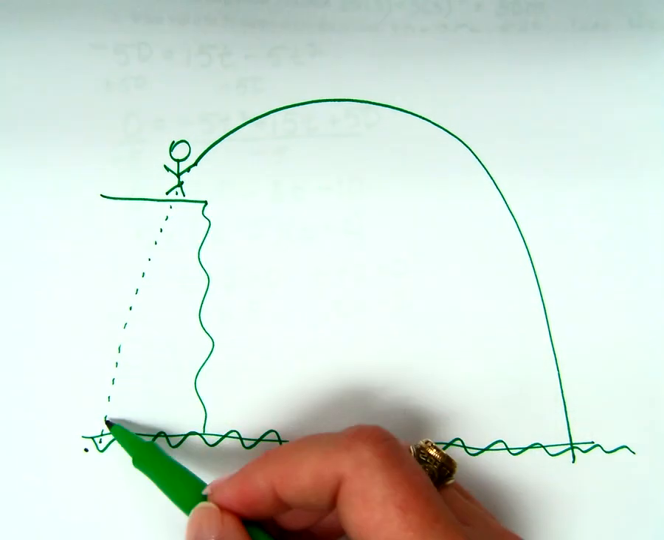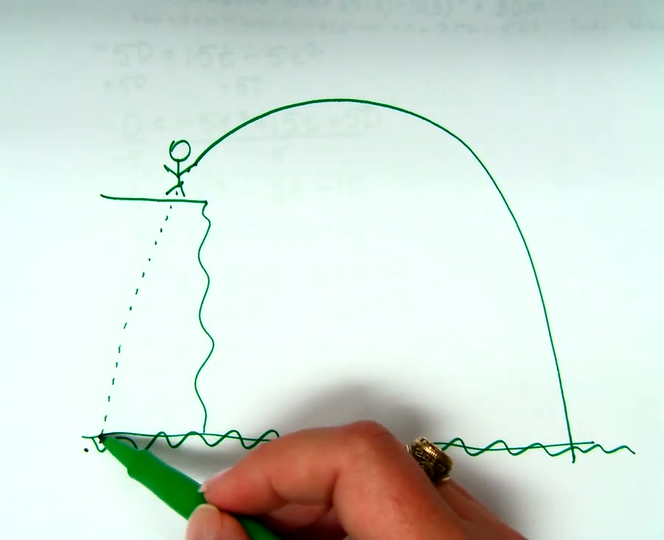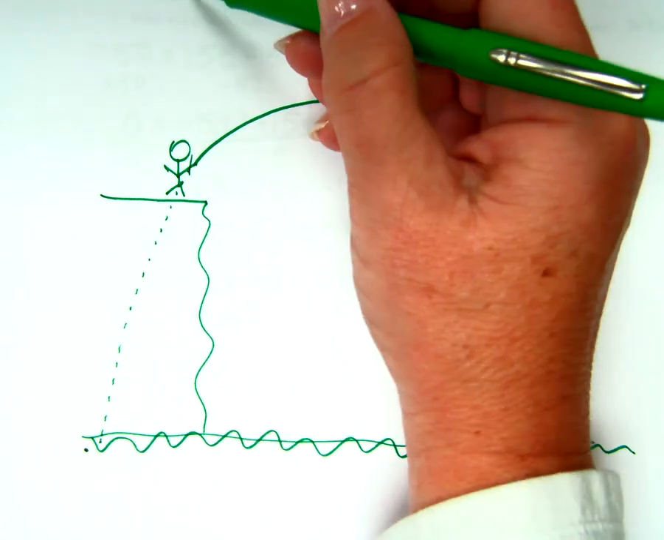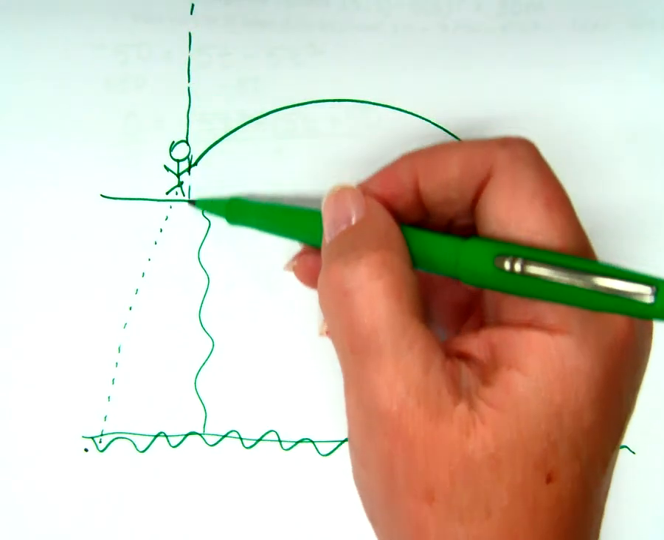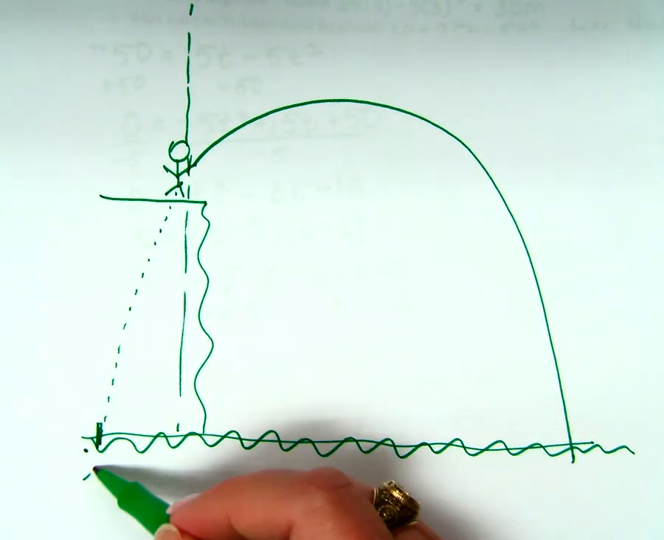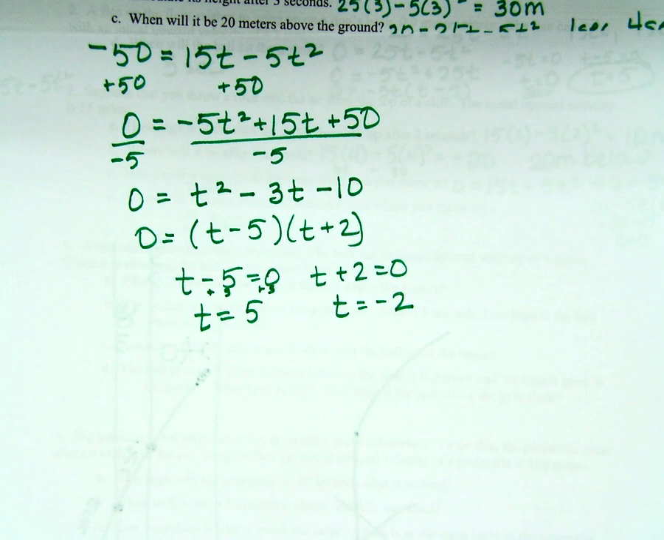No, 2 seconds before I started, I was not standing inside the cliff, right? This is 0, so that's my y-axis right here. And if I continue the parabola over here, this would cross at negative 2. Does that make sense? Any questions?